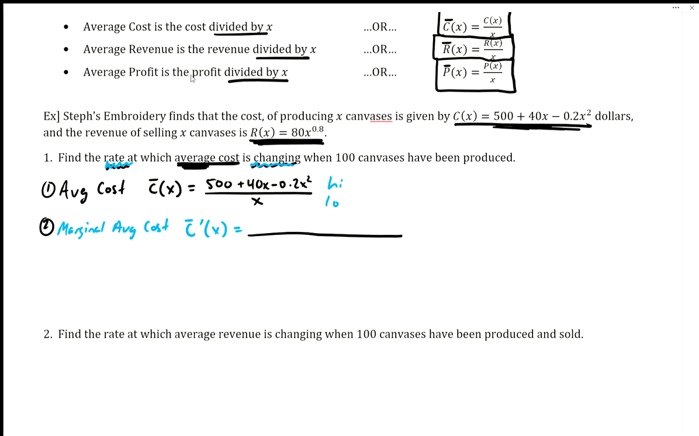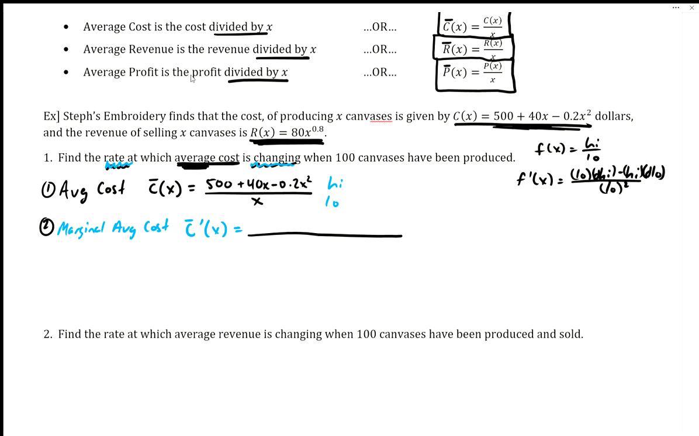Remember our derivative, I'm just going to write it to the side. If we have a high function and a low function, our derivative is low d high minus high d low all over low low, or low squared. So it always starts with low. The top starts with low and the bottom starts with low. So low d high minus high d low over low low or low squared.